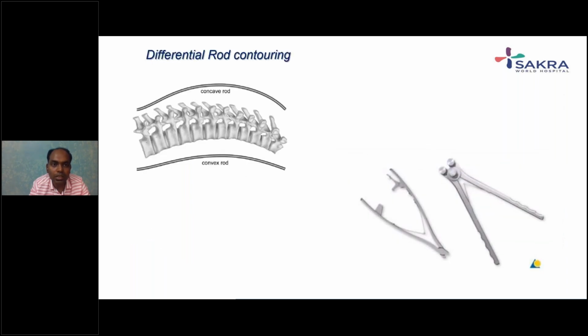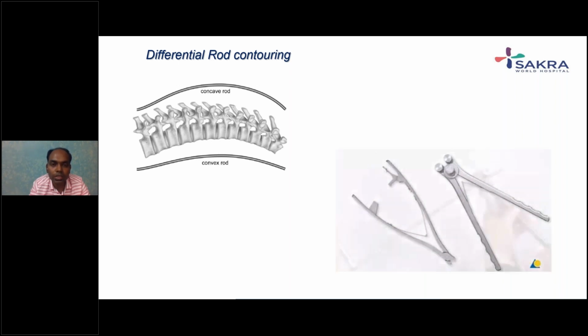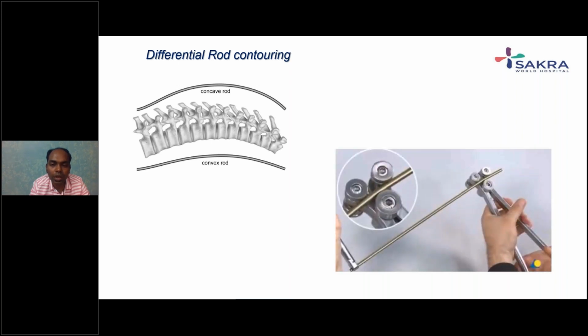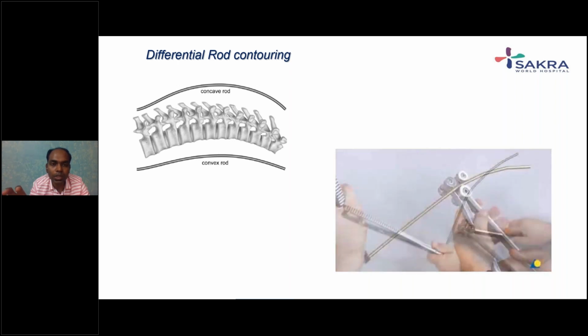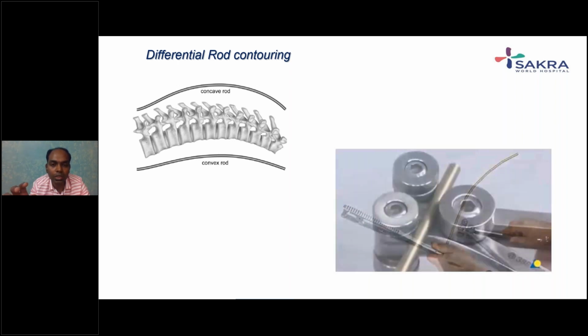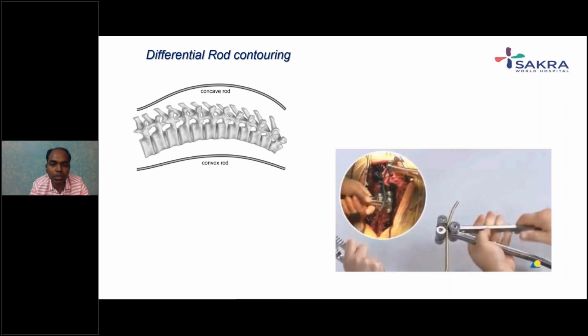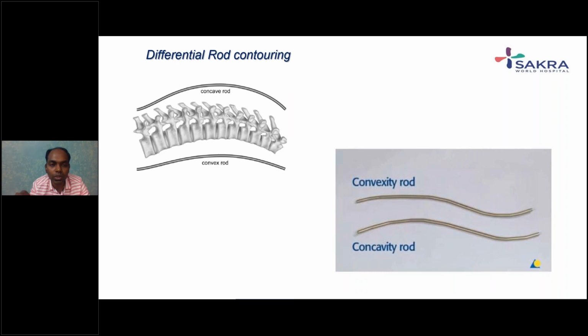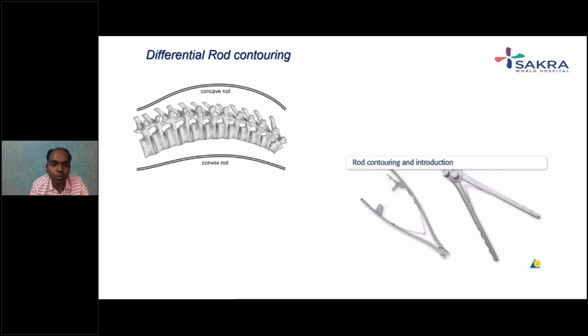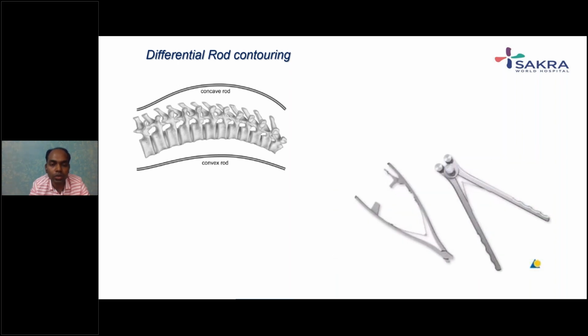The next technique is differential rod contouring, which is not the prime maneuver, but it is used in reducing the hump. How? Because usually the concave side is at the depth, so that can be pulled outside by a hyperkyphotic concave rod, and the convex side, which shows the hump, can be pushed down by a hypokyphotic convex rod.